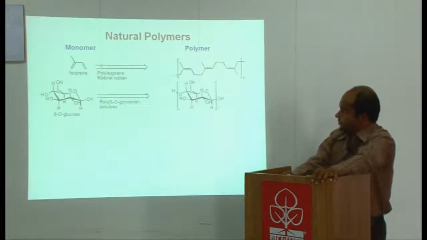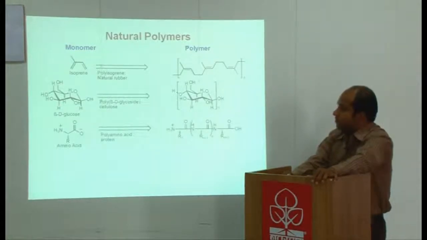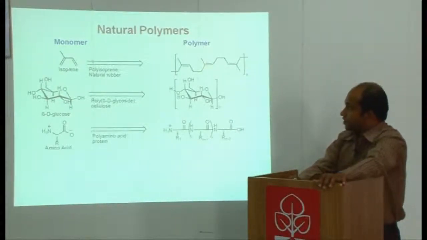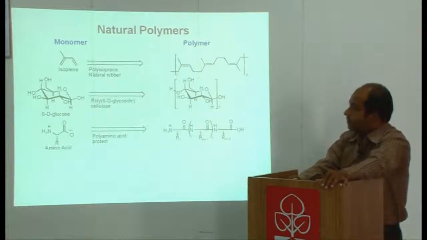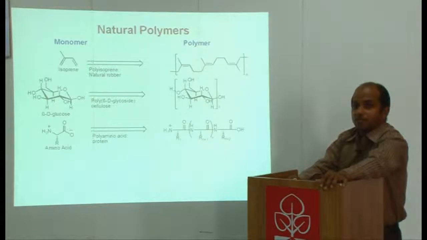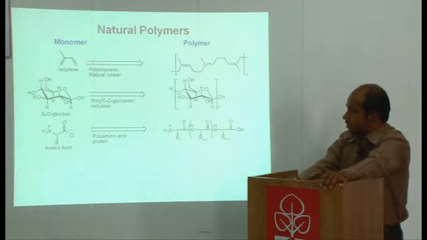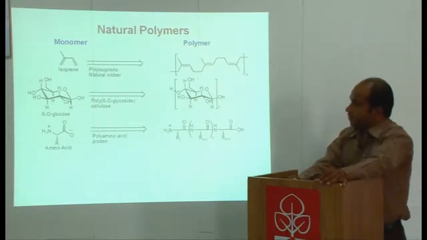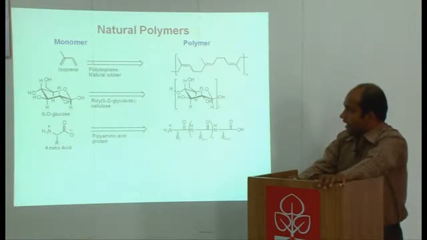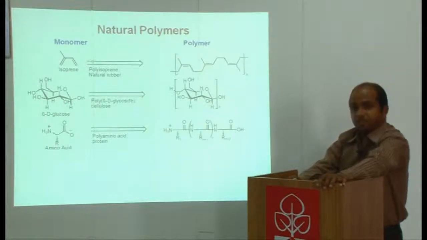Natural polymers. In natural rubber, the repeating unit or the monomer is isoprene. Upon polymerization, what you form is polyisoprene. Similarly, for a common sugar, glucose or beta-D-glucose, you can have a polymer formed from the reaction of multiple units of glucose, that is cellulose, which is a naturally available polymer.